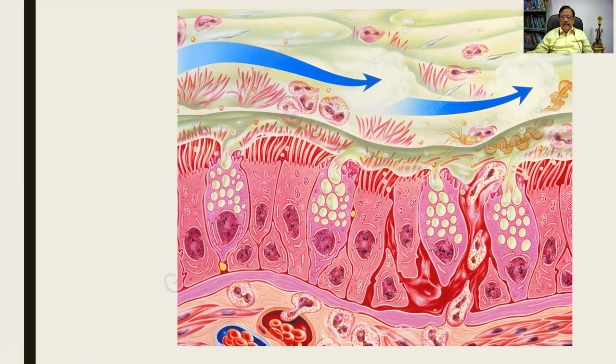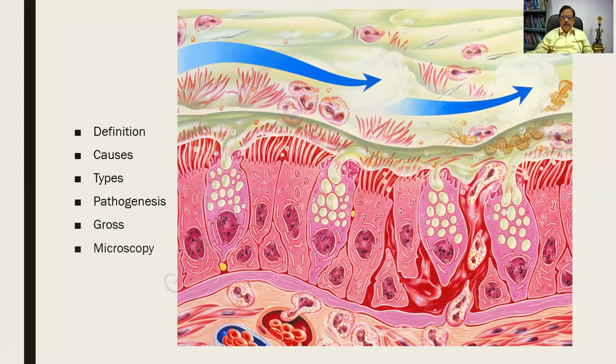The picture is very useful. Kindly trace the various components. And when a question is asked, you are supposed to define, mention the causes, what are the types of bronchial asthma, the pathogenesis, very important, gross and microscopic features, and the complications of the disease. I hope you people will be able to recollect this.